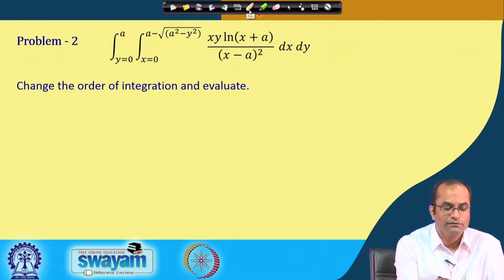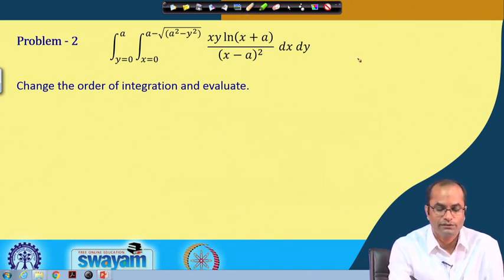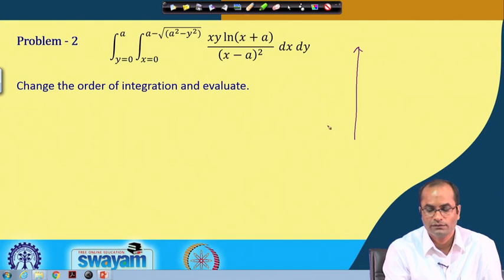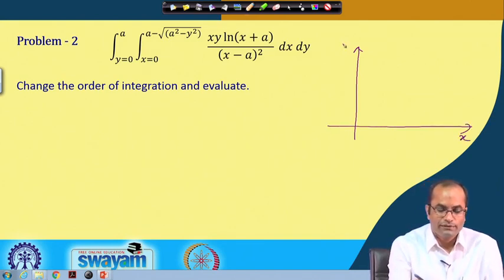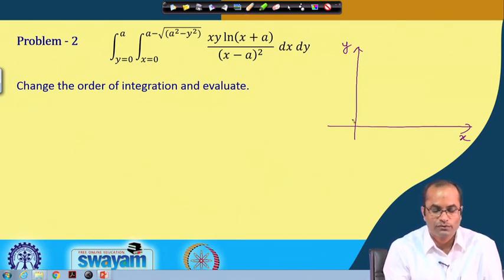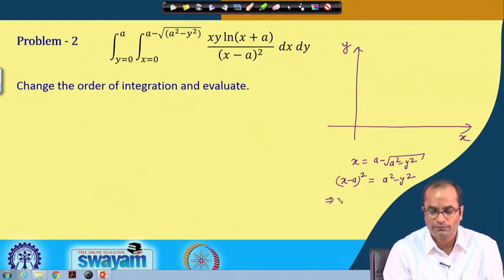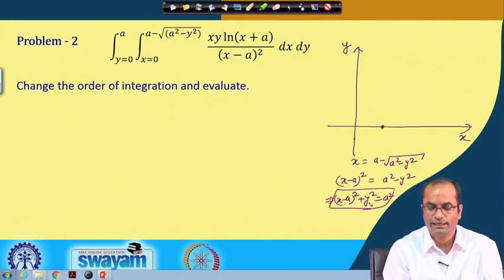So, for changing the order we now have to draw the domain of this integration here. So, we have the x axis, we have here the y axis, and x goes from 0 to this point. So, what is this? x is equal to a minus square root of a square minus y square. So, if we bring this x minus a and take the whole square, then this will be a square minus y square, and this implies x minus a whole square plus y square is equal to a square. So, this is the circle which we can draw now first. So, x is equal to a, this is the center, a and 0 is the center, and a is the radius again.